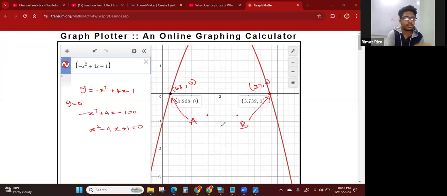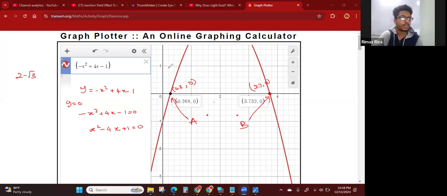Okay, I need an answer from you. Which is 2 minus root 3? Point A or B? Let me know in the chat box, please. Don't take much time. Try to understand and let me know the answer. Because one of the roots is 2 minus root 3.